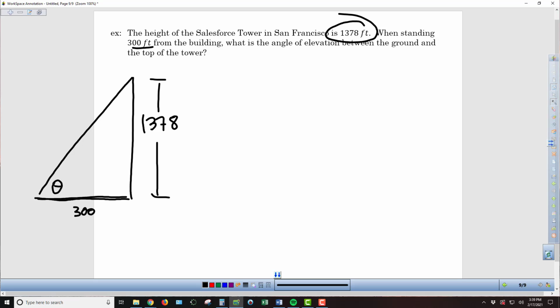So this time I know two sides of the triangle. I need to figure out what my angle is. So if we use this angle, hopefully we recognize this as being the opposite side. Here's our adjacent side. The hypotenuse is not involved. So this is another tangent question. But the difference here is I don't know what the angle is. I have tangent of theta equals opposite 1378 over adjacent 300. And so how do I solve for theta? Well, it's not tangent times theta, it's tangent of theta.